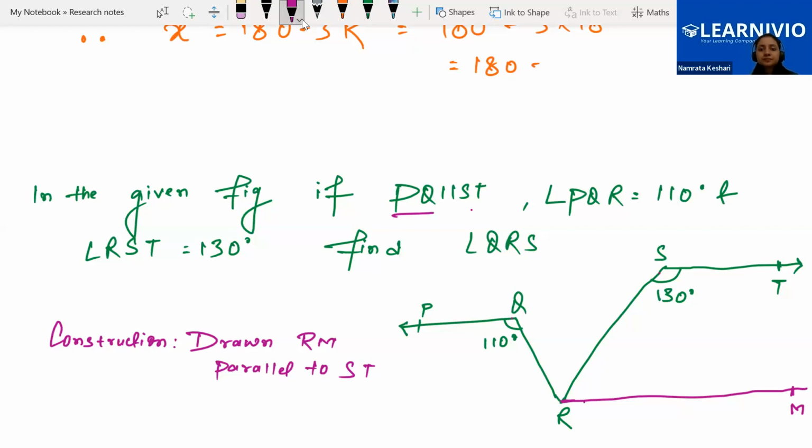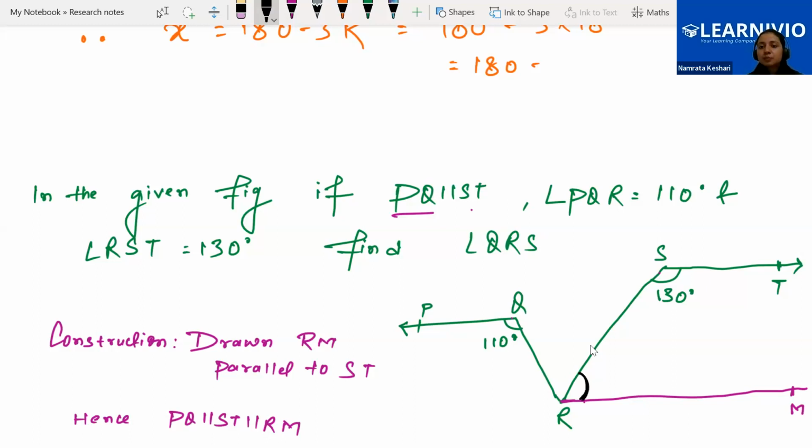Yes. So we can say hence PQ, ST, RM all are parallel with each other. Will it help? Let's check it. Now if this is 130, then can you tell me what is this?